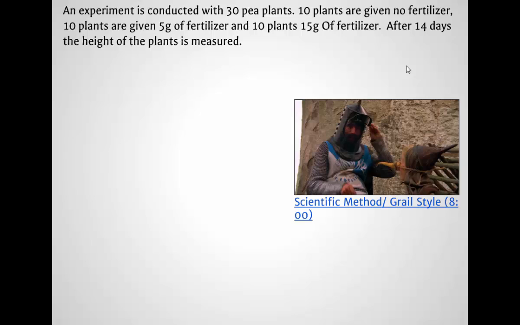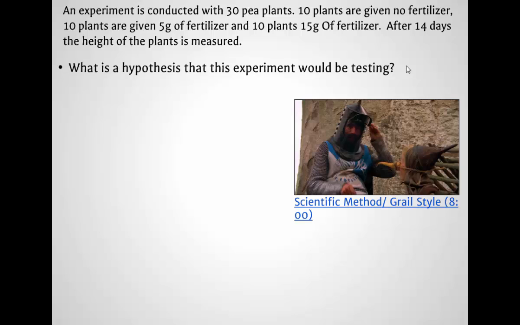All right, so we're going to look at two examples of the experimental scientific method, setting up an experiment. So let's start with this one. An experiment with 30 pea plants, 10 given no fertilizer, 10 are given 5 grams of fertilizer, 10 plants are given 15 grams of fertilizer. After 14 days, the height of the plants is measured. Okay, let's fill this in.